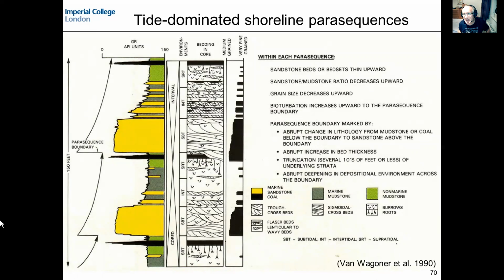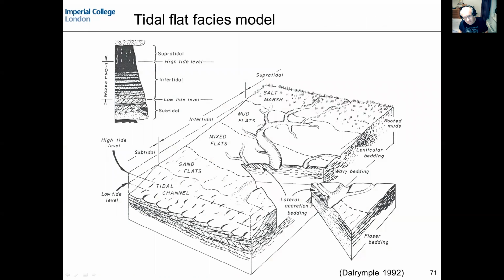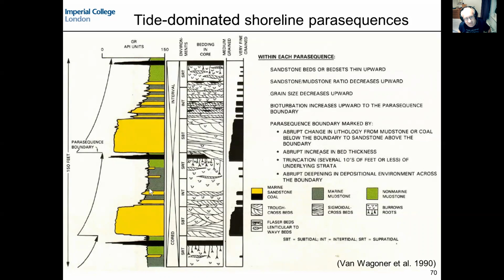So this figure here shows that in the context of sequence stratigraphy and parasequences. So here, this is our cross-bedded sand. This is the deepest part of our tidal flat succession. And as we pass upwards, we go into the intertidal area, which is getting muddier upwards. And in green, we have these rooted mudstones. In this case, they're showing some coal above those roots. So this is an upward shallowing succession, even though it's getting muddier upwards. So this would be one parasequence.